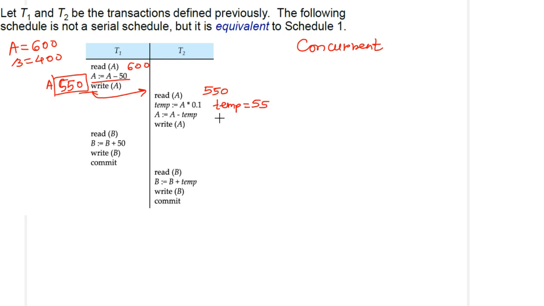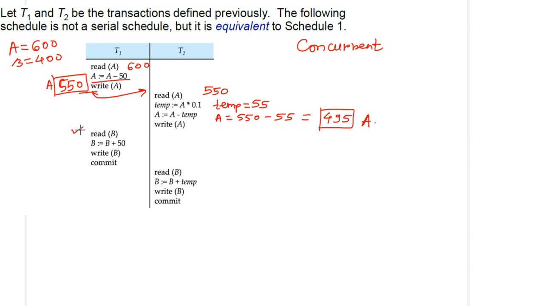So A is equal to A minus temp. So A will be 550 minus 55. Okay, so that will be equal to 495. Write A, so that will be the updated value of A, that is 495.